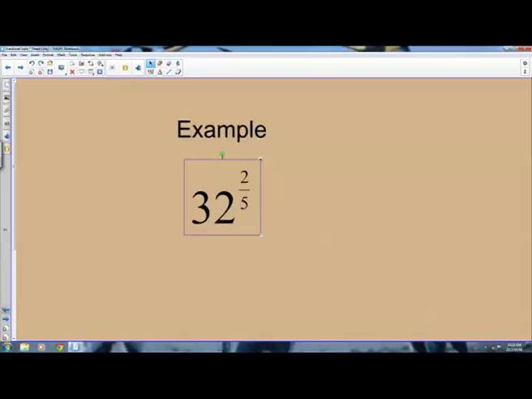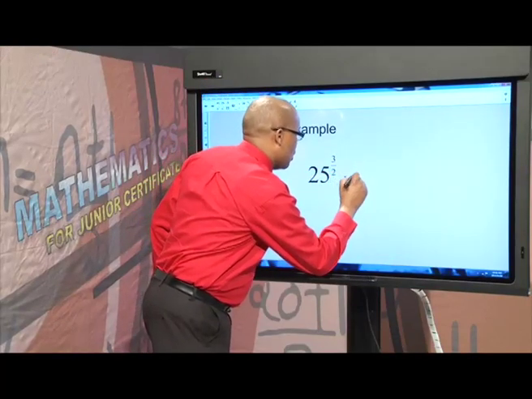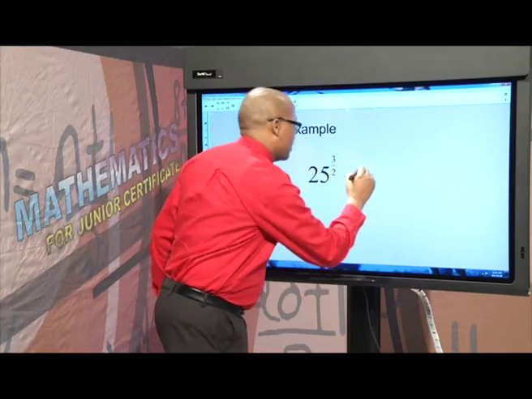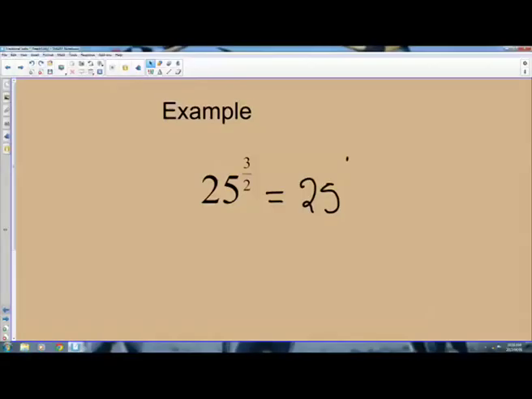The first example is this: 25 to the power 3 over 2. Our exponent is 3 over 2, which is a fraction. And then, how do we simplify this? First, this can be written as 25 to the power 1 over 2, all raised to the power 3.